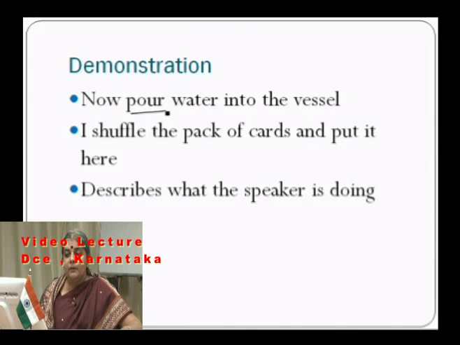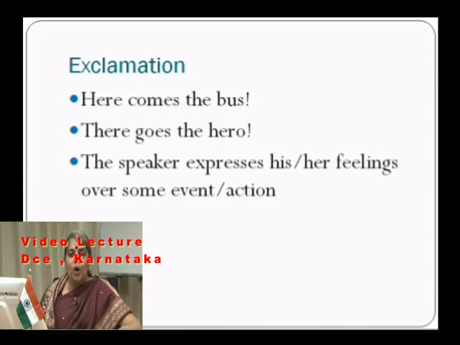The other example for demonstration. I shuffle the pack of cards and put it here. Where are the verbs? Shuffle. Shuffling the pack of cards. And where have you put it? I put it here. These are two verbs. Now he is showing you what the particular person is doing. That is describing. So even in demonstration, we use which particular verbs? Simple present tense verbs. The third one is what?